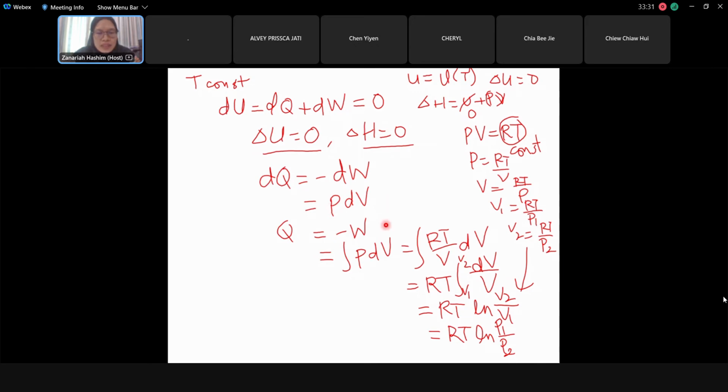And then you can integrate. You get the integration of P dV, so you substitute P with RT over V and you just do the integration with V. Okay, so you get RT ln V2 over V1.